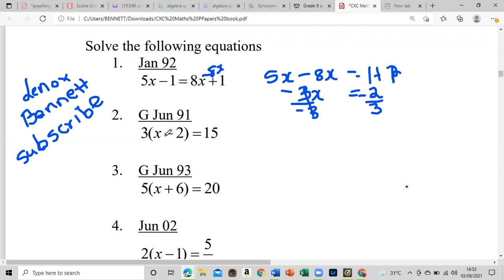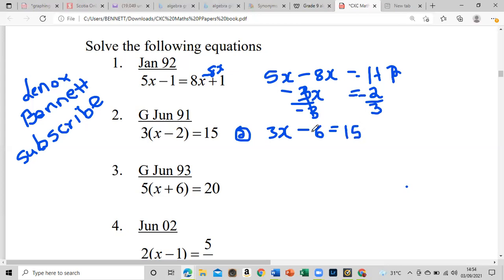Alright, let us look at this one now. This was done June 91. Alright, guys, so we're just going to expand the bracket by multiplying by 3. First we have 3 times x and then 3 times negative 2. Remember, a negative times a positive gives us negative. So 3 times x is 3x. Again, 3 times 2 will give us negative 6. You're supposed to try it, alright? And that is equal to 15.